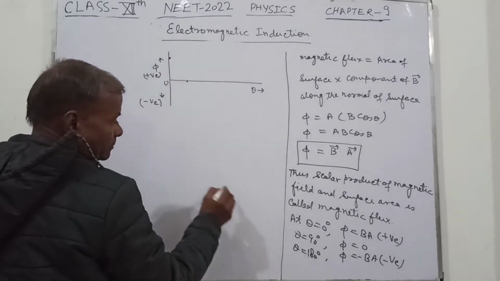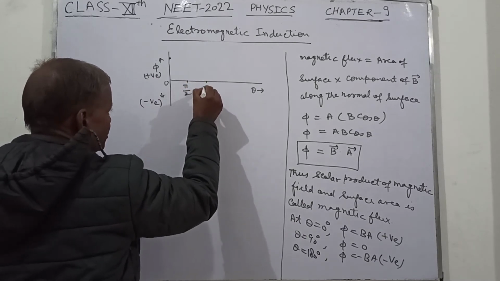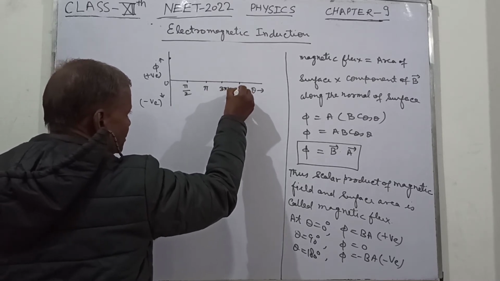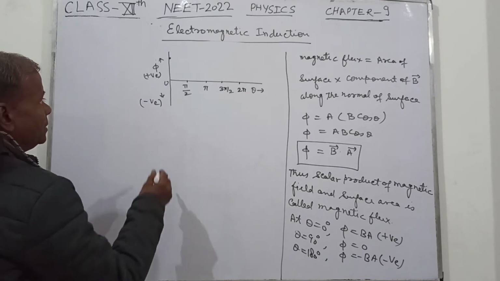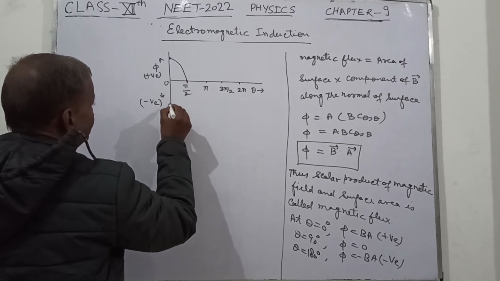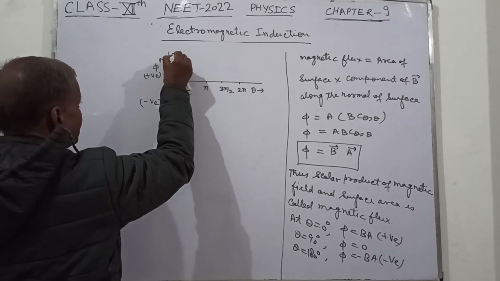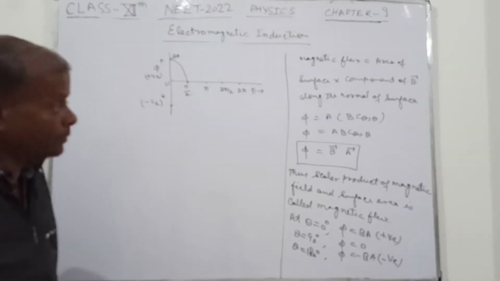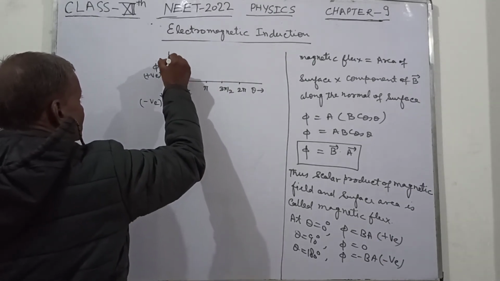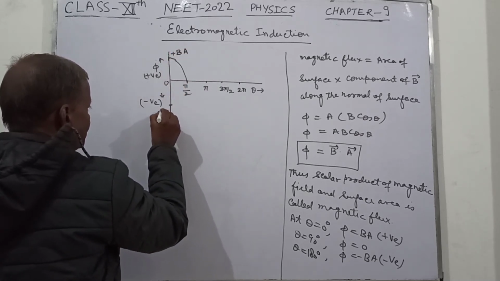Suppose this 90 degrees means pi by 2. Then this is your pi, then this is your 3 pi by 2, and then this is your 2 pi, and so on it goes. From this one it goes like this, and on this side we have the negative value. This is your BA, this is plus BA, and here this is your minus BA.